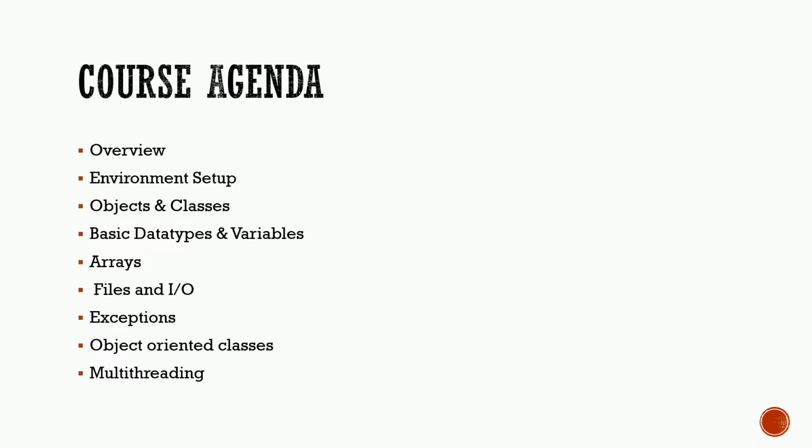So we'll start the course with an overview, and then we'll go to environment setup, and then we'll learn what are objects and classes. Then we'll learn about data types and variables, and then arrays, file IO, exceptions, object-oriented, and multi-threading, and then we'll learn these collections, which are data structures, and pretty much everything.